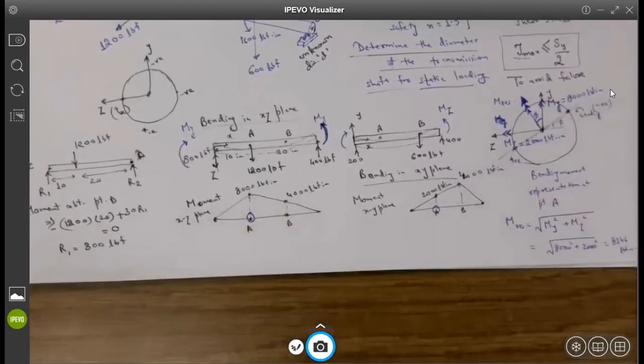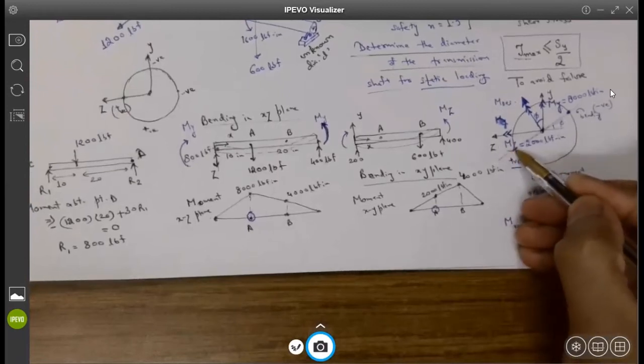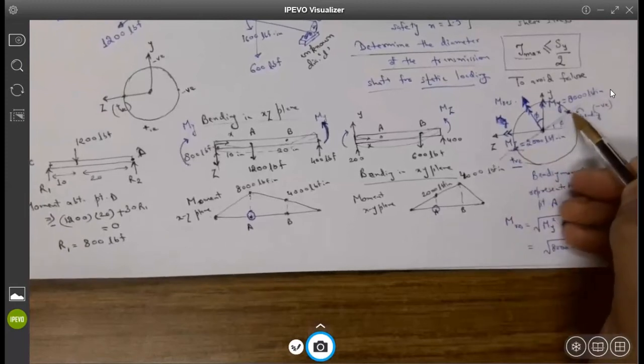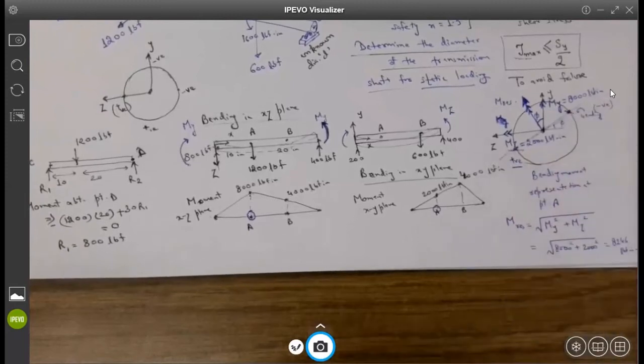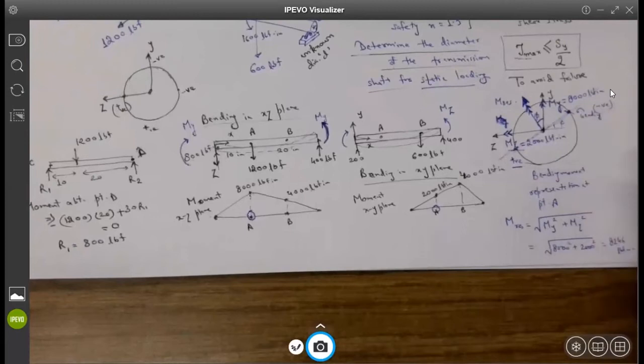Let me know if you guys are understanding it. What did you write? Is that plus? Yes. This is positive bending stresses here at this location, and negative bending stresses at this location. Plus positive and minus negative. Thank you.